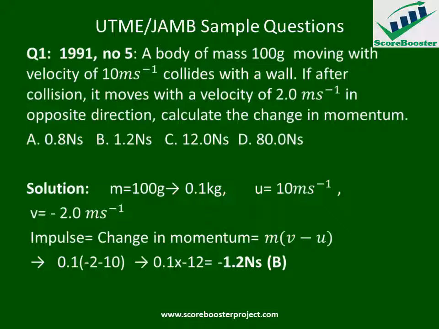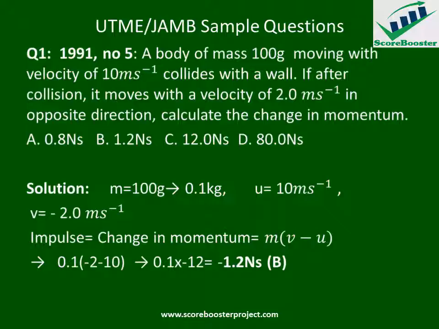For the solution of this particular question, we need to first list out the given parameters. The first parameter we are given from the question is mass m, which is 100 gram. We need to convert this to kilogram because we cannot use gram in calculation. The standard unit is kilogram. We convert this 100 gram to kilogram by dividing it by 1000, and that will give us 0.1 kilogram.